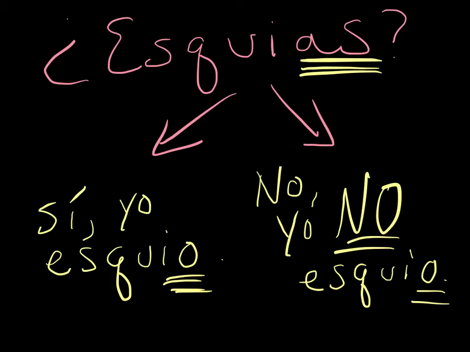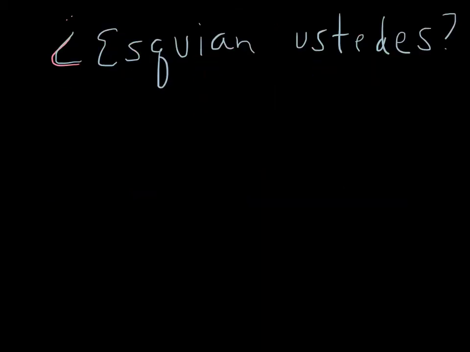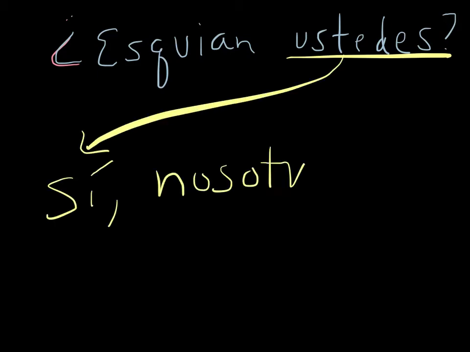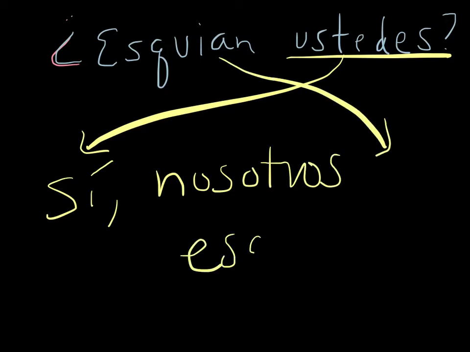If I say ¿esquían ustedes?, I'm saying do you all ski? So you would say sí, nosotros. Okay, you change ustedes to nosotros, and you change esquían to esquiamos, because it now has to match the nosotros ending. Do you all ski? Yes, we ski.